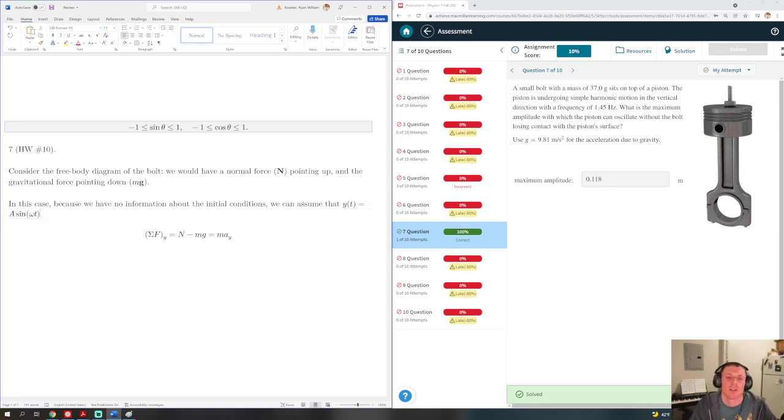So in this case, because we have no information about the initial conditions, we can assume that y of t equals A sine of omega t, right? Because there's no reason this thing can't be, based on the information that we're given, at the equilibrium position, at y equals 0, at t equals 0, okay? This is an example of reading the problem statement and deciding how to write your equation for the position in simple harmonic motion.